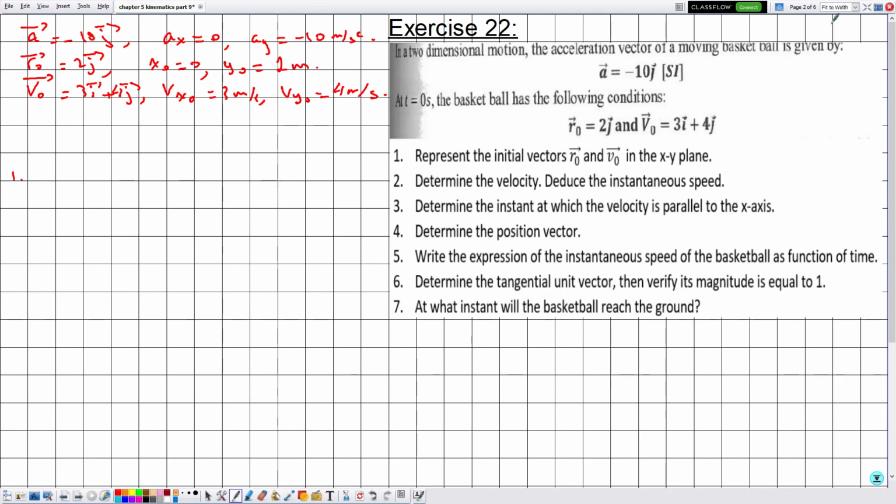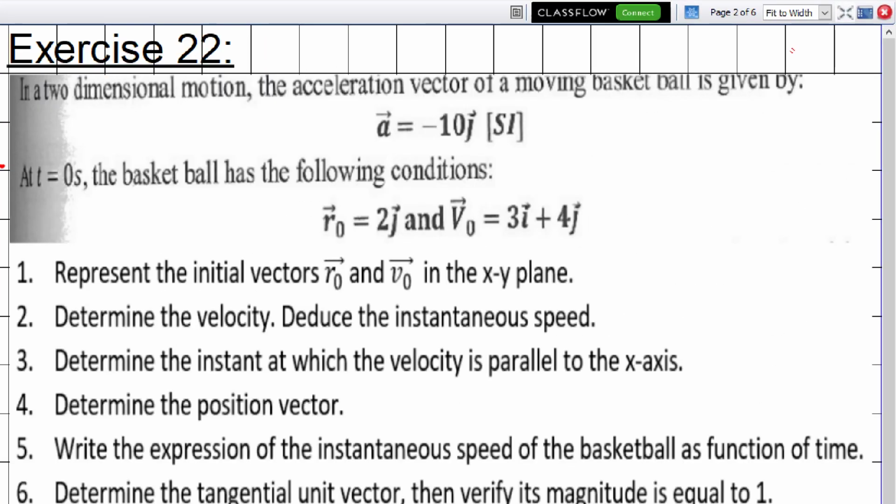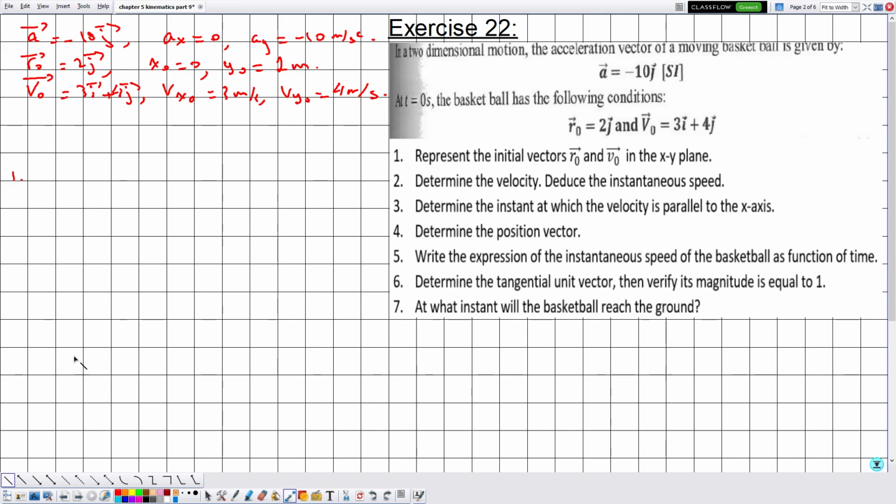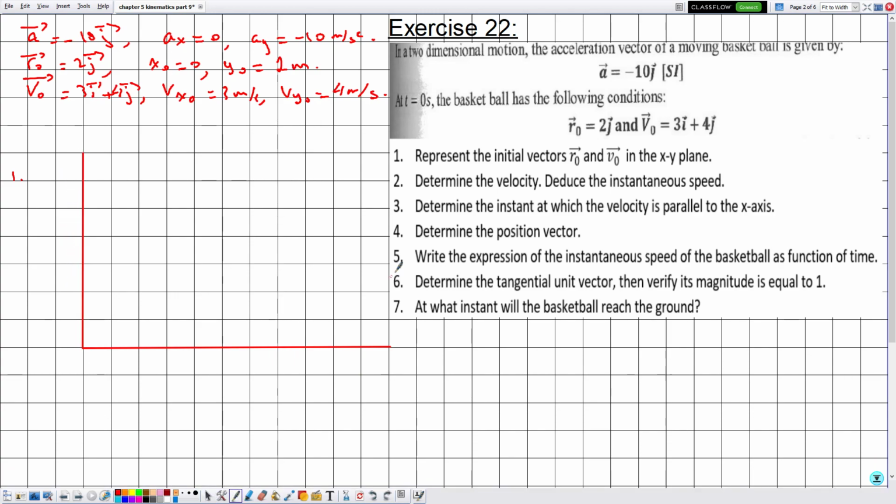Now in number 1 they are telling me to represent the initial vectors r0 and v0 in the xy plane, and this is important in order to describe the scene of throwing the basketball. So if this is the x-axis and this is the y-axis, these are oriented axes x, y, this is the origin O, this is the unit vector i, this is the unit vector j.